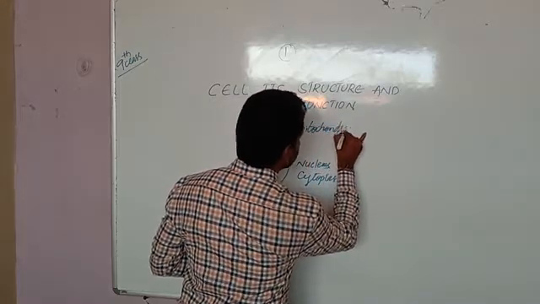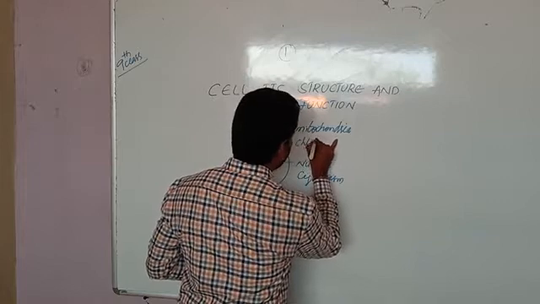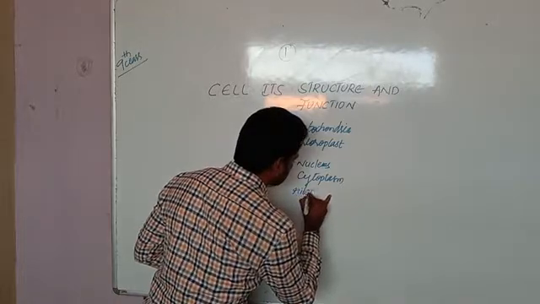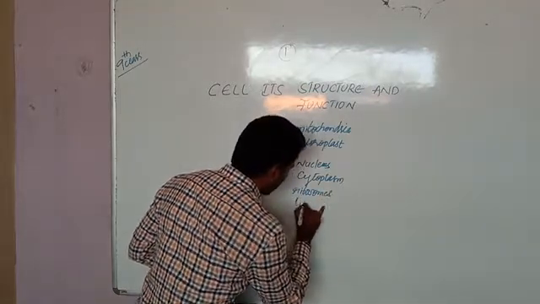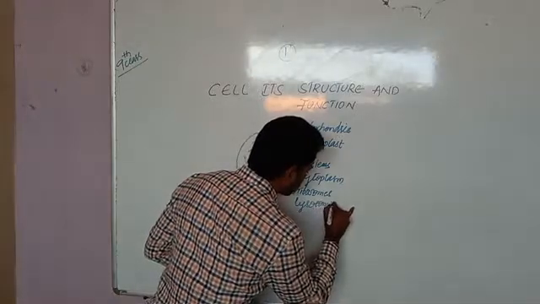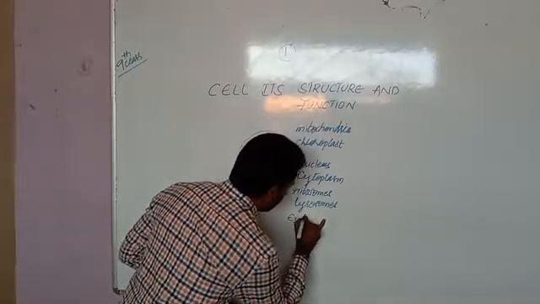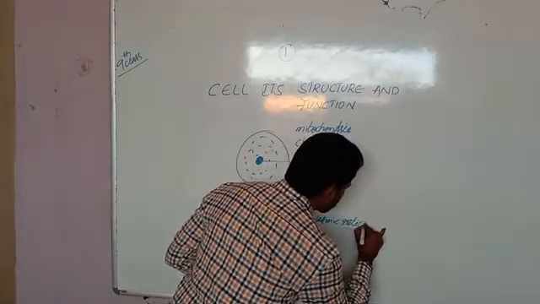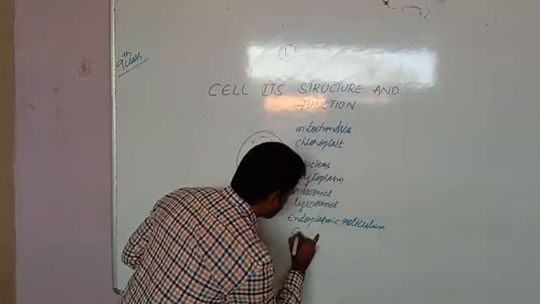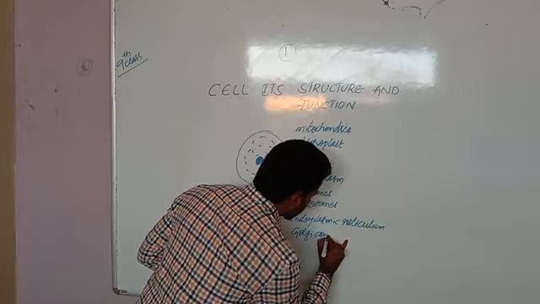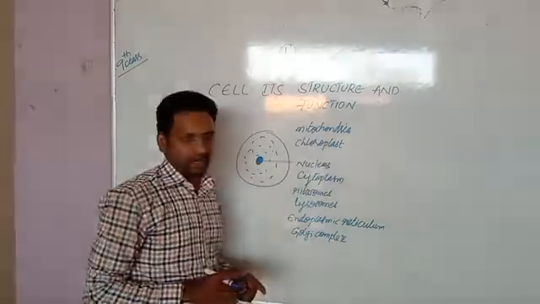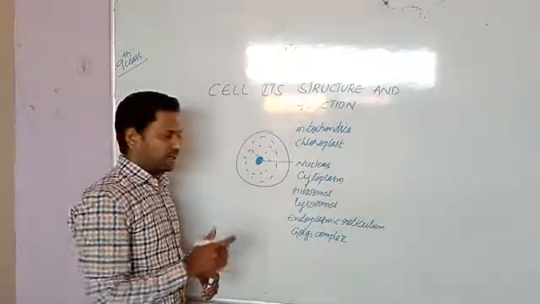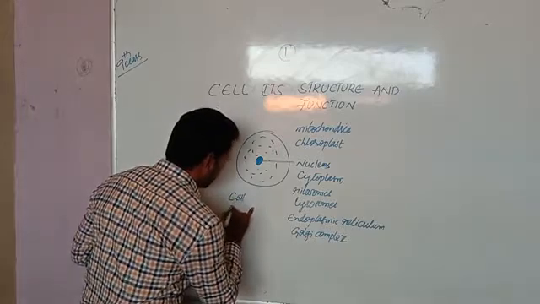Other organelles present in the cell are mitochondria, chloroplast, ribosomes, lysosomes, endoplasmic reticulum, and Golgi complex. So these are the organelles present in the cell, and on the cell we can see one layer, that is the cell membrane.